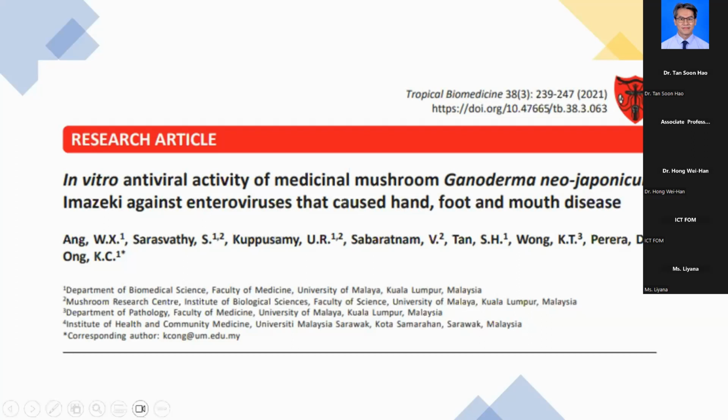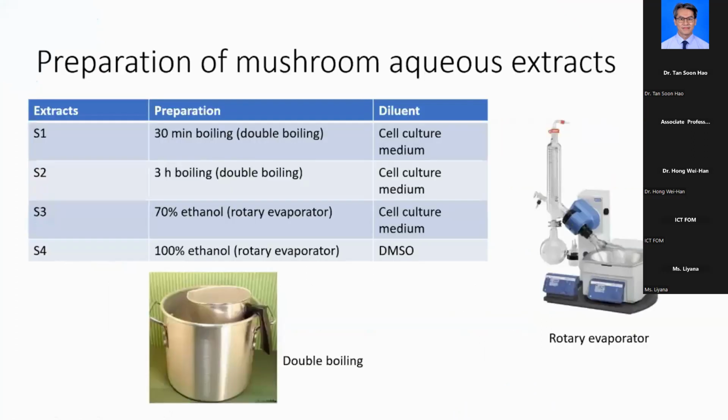Mainly these works were performed by Ms. Ang, our PhD student. If anyone is interested, you can go and have a read of this paper. Today, I will just summarize what we found. Most of the data is obtained from these publications. So the mushrooms that we use are the entire mushroom, which is why we need to process them before we can apply them on cell culture, because we use in vitro systems. An in vitro system means it is not using live animal models or humans to test the antiviral activity.